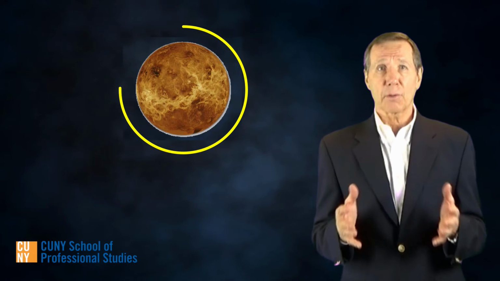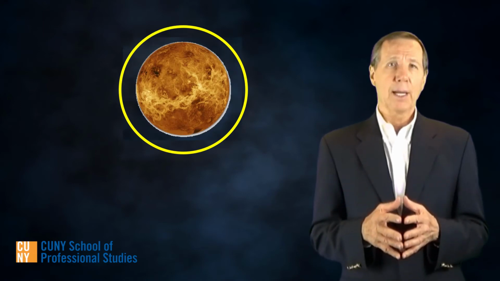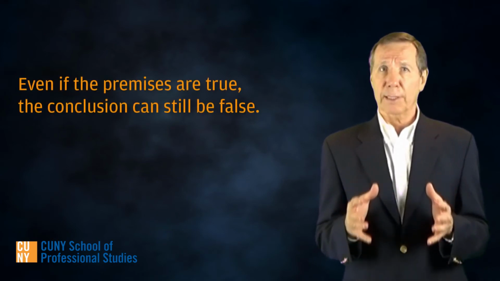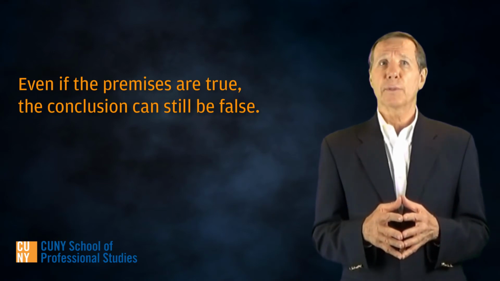But as it turns out, this is mistaken since Venus rotates clockwise. I use this example because it points to an important feature of all inductive inferences. Namely, even if the premises are true, the conclusion might still be false.